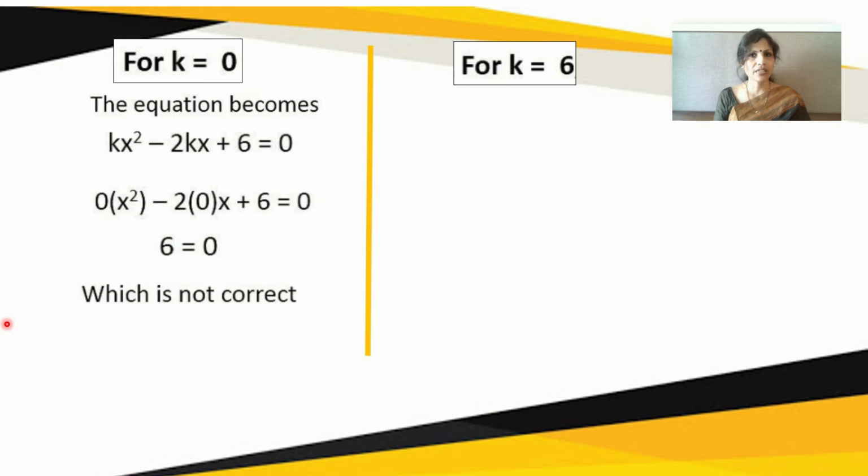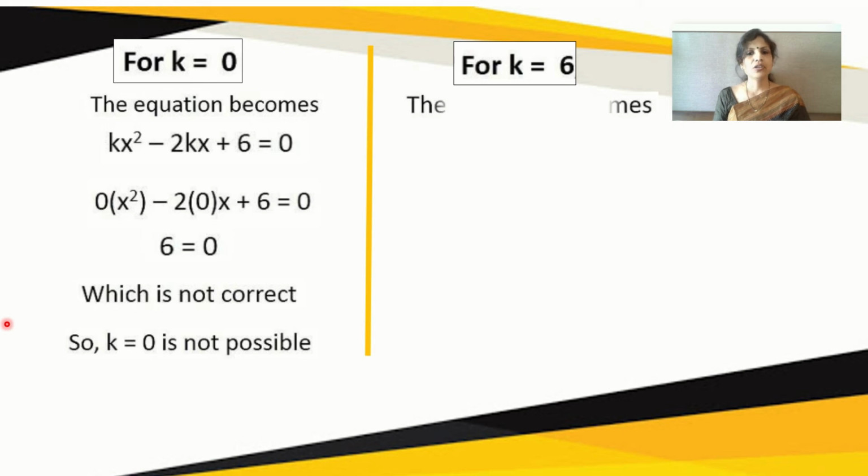It is not correct. So we have to overlook the value of k. We have to neglect the value of k. We have to reject the value of k as 0. So k is equal to 0 is rejected. We cannot take that. Let's check for k is equal to 6.